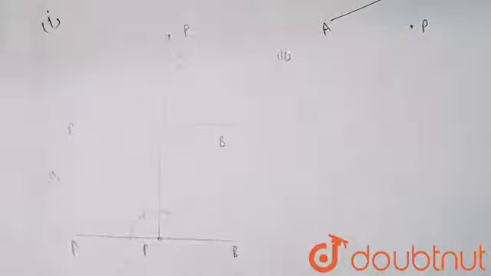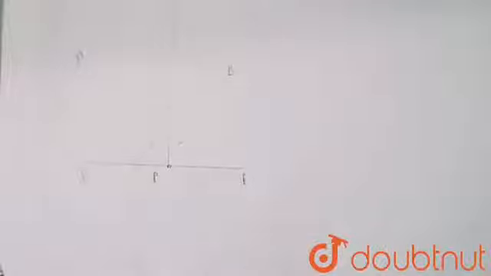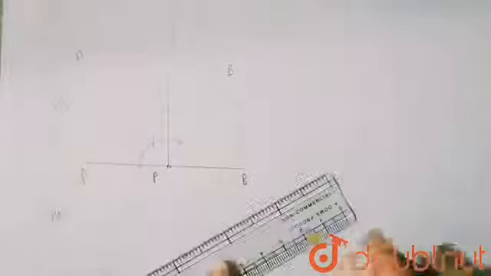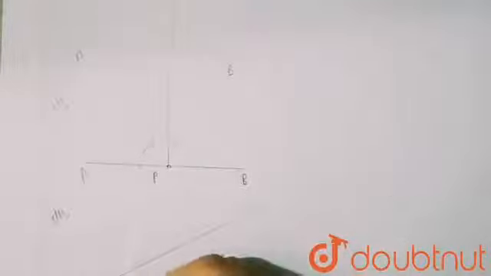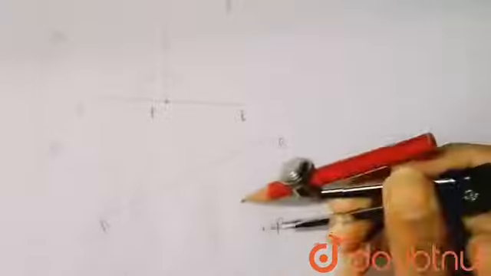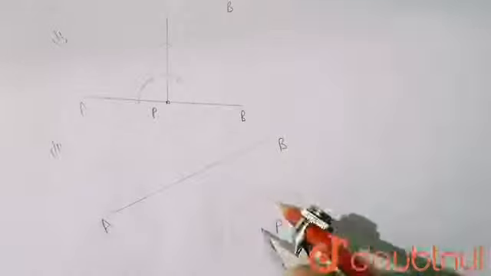Now the third part is given like this, AB. So here I am drawing the third part. My AB is given like this, and my P point is given here. This is my P point. So here you can see that I will draw a line exactly parallel to AB. Now again I will draw a semicircle. In all the questions, for making a perpendicular bisector, first you have to draw a semicircle.